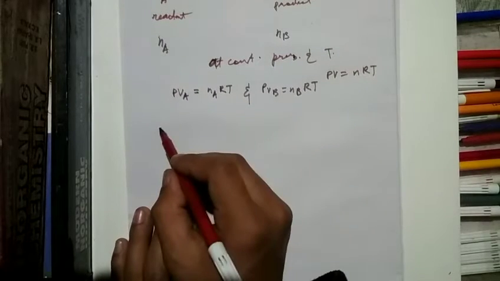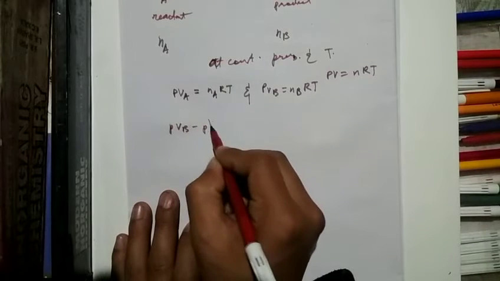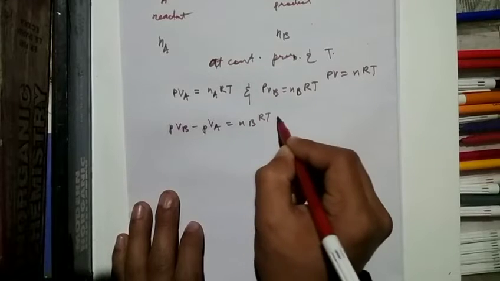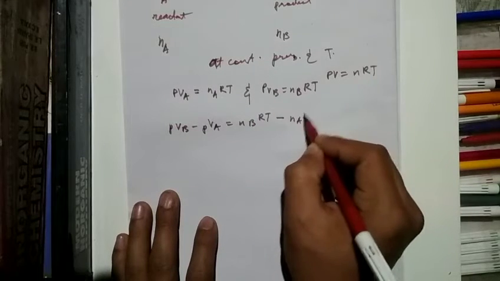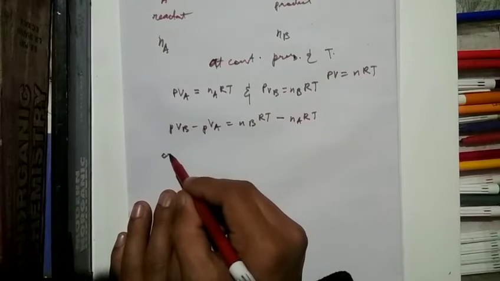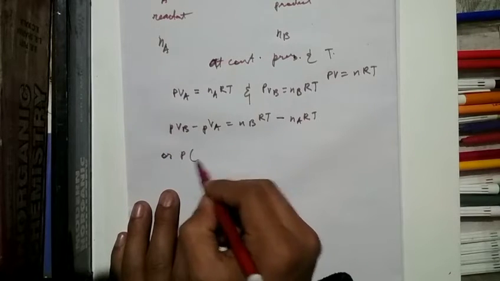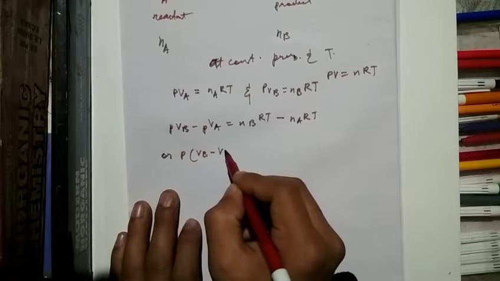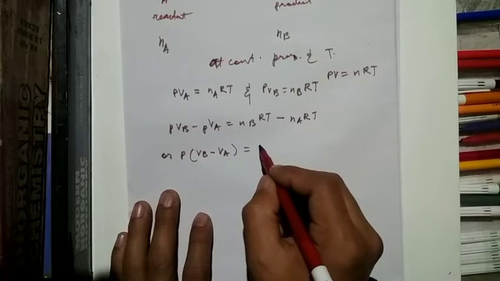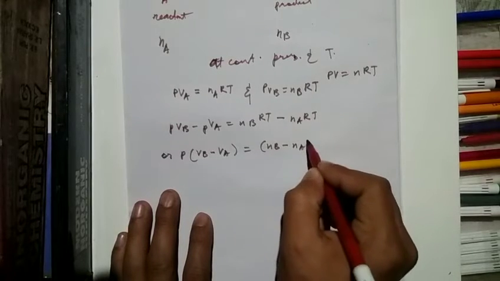So this can be rearranged into PV_B minus PV_A is equal to n_B RT minus n_A RT, or we can write it as, we can take P common here, V_B minus V_A. In this case we can take RT common, and n_B minus n_A inside the bracket.